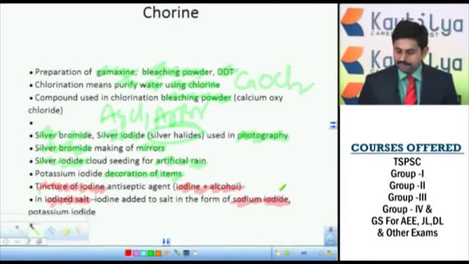So these are the importance of your 17th group elements, called halogens. We'll stop here. Thank you.